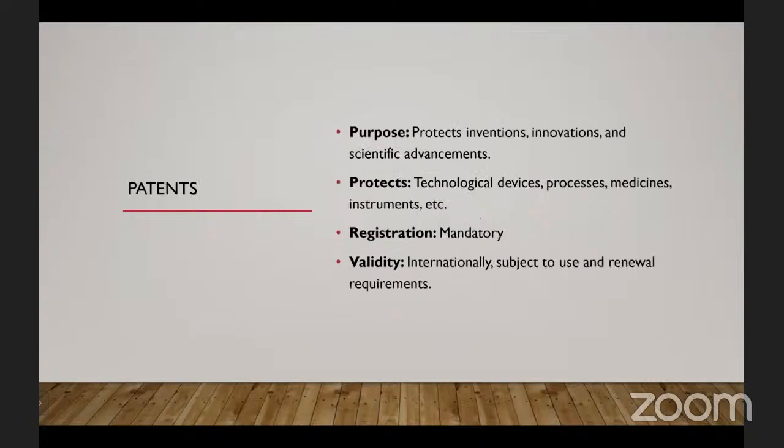Now let's move on to patents. So now patents protect inventions, innovations, and scientific advancements. What it generally protects are technological devices, processes, medicines, instruments, and so on. The key identifier of what can be patented is whether it's something that is useful, something that serves a purpose. If it's something that is visually appealing, or if it is something that has artistic value, then generally it's going to be either protectable as copyright or as a design. But the actual elements that have use, the functioning parts of what you create, what you've developed, that is something that you protect with patent.